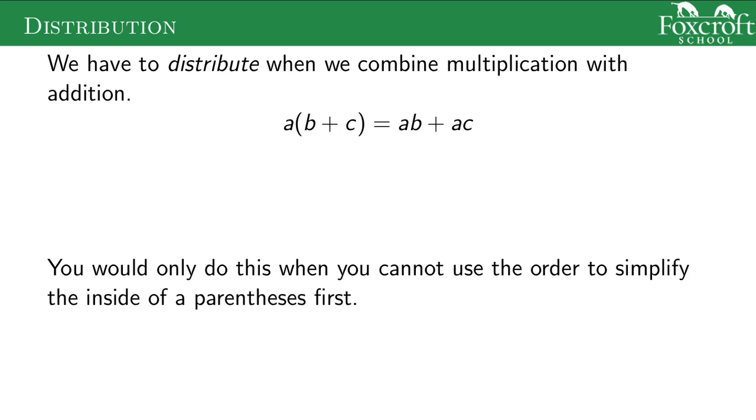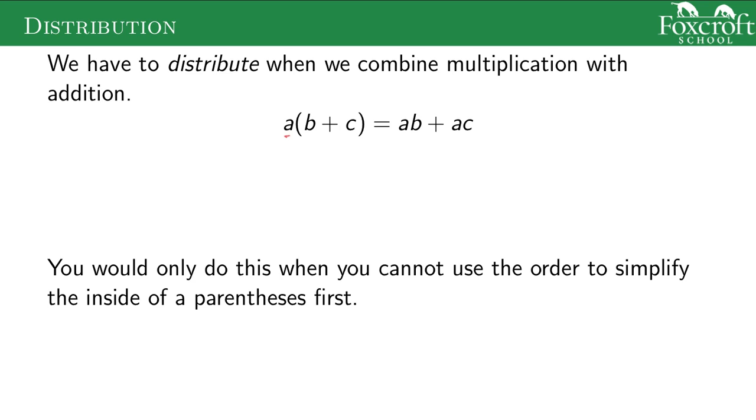We have to distribute when we combine multiplication with addition. So normally with the order of operations, we would simplify inside the parentheses first. We would try to combine these two, but with these random letters, we can't combine B and C. We can't add them together. All right, so now we can move on to this multiplication.